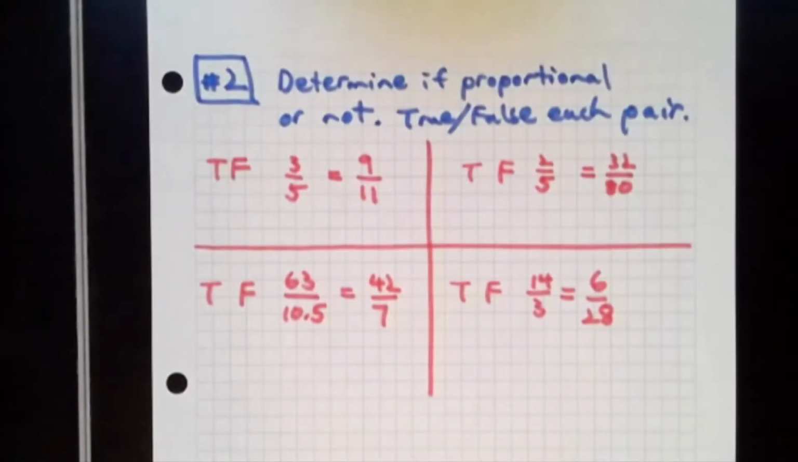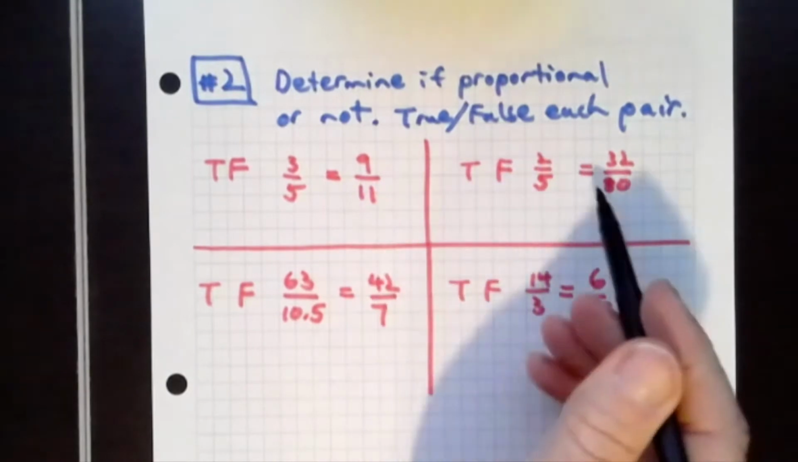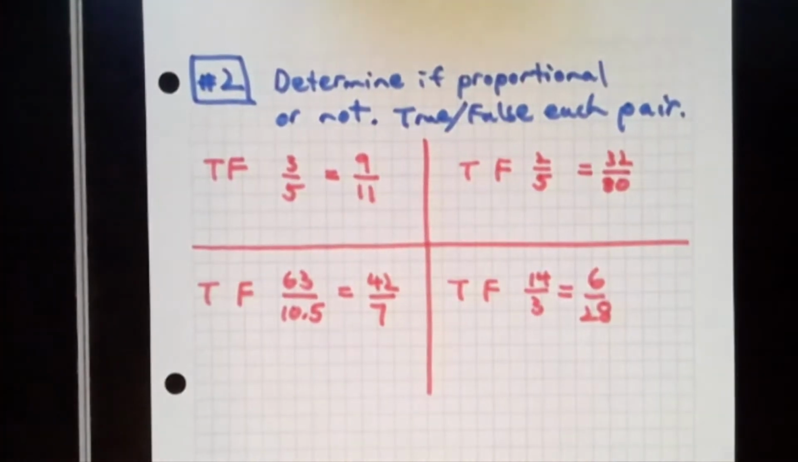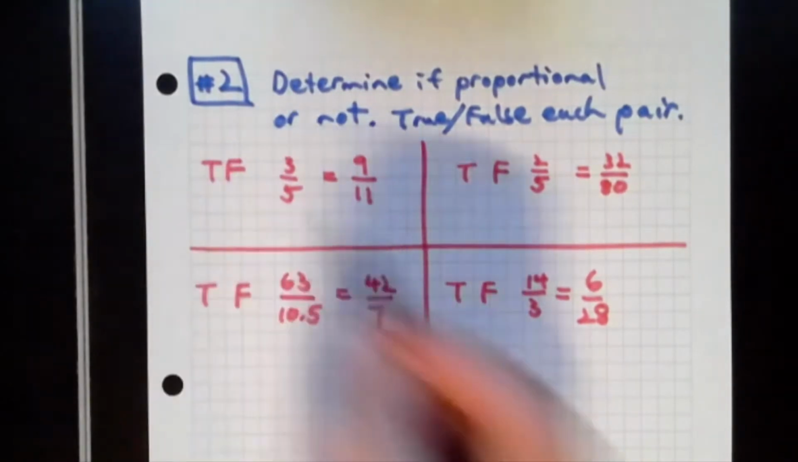Welcome back. Here we go with video number 2 out of 7 of these test questions. Here's question number 2. We're supposed to decide for all of these 4 pairs of proportions if they are indeed proportions or not. And we just select true or false.